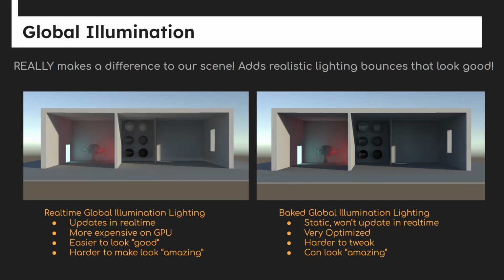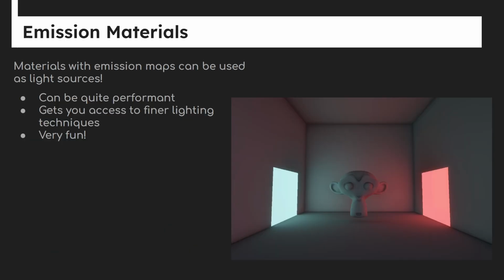Good question. And so global illumination is cool. Once again, as I was talking about, emission materials are affected by global illumination. And this is a very performant way to get access to different lighting techniques, right? It's very fun. You can specify, if you want little pod lights or little trimmings that are glowing, you can add an emission map that has that glow, and you get this free lighting.